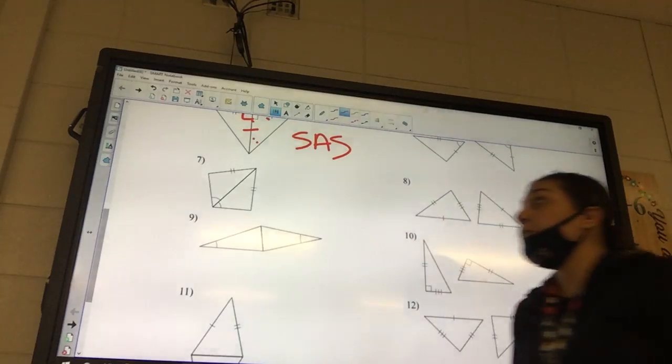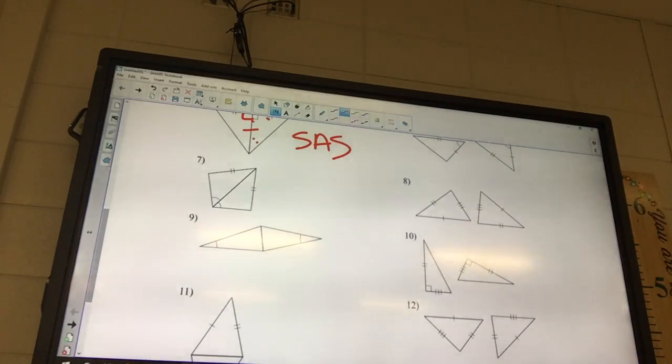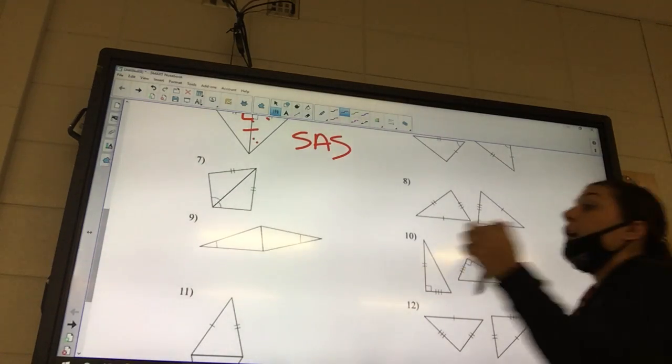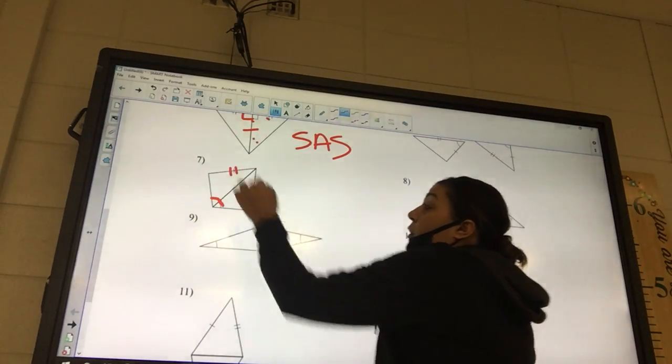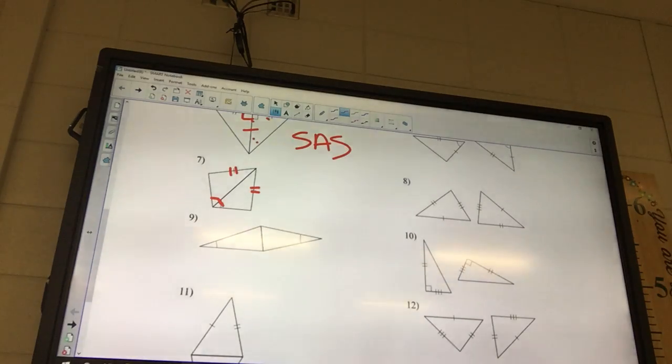Okay, look at 7. Take a second, look at it. What do you know already? We know a side, because it's marked. Do we know any angles? Okay, so one angle is marked, right? And one side is marked. So, is side, side, side a possibility? No, because an angle is marked. So you only have 2 options now. You got a 50-50 guess. It's side, angle, side. So do we think it's side, angle, side, or not enough information?